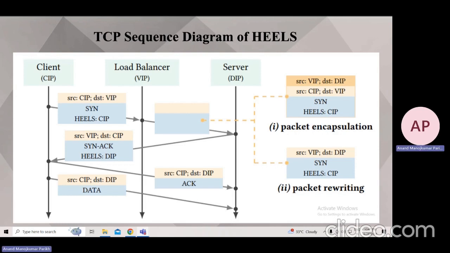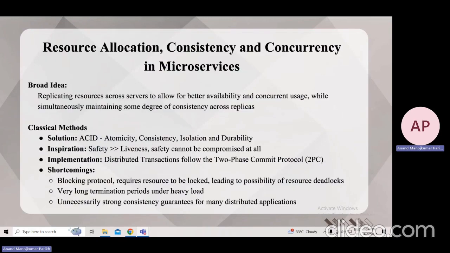In addition, the load balancer comes into play only once while establishing the TCP handshake, and further communications are directly between server and client, thereby decentralizing all other requests. It is an architecture agnostic general solution, making it deployable to public cloud systems and compatible with proprietary load balancers and microservices. Experimental results show that HEALS adds no data transfer latency and has a very small throughput overhead of only nearly 3%. Now, we explore the aspect of resource allocation, consistency, and concurrency in microservices.